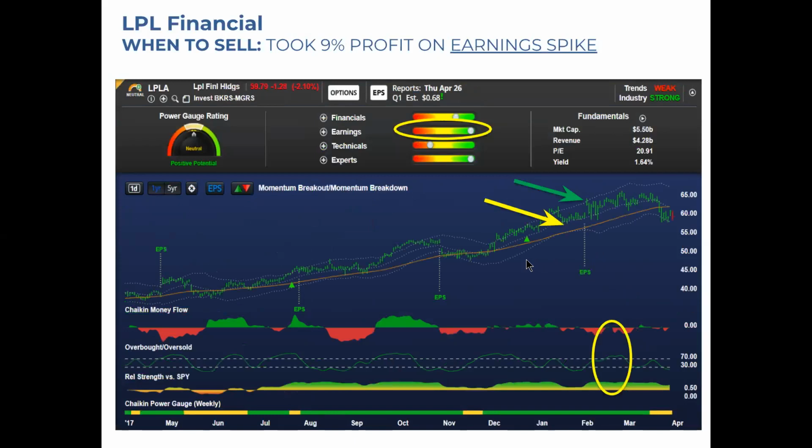Let's look at LPL Financial. This again had been on the screener. This is where I get my ideas. I get them from the screener. I put them on a watch list. This had been on the watch list. I bought it in January here when it had pulled back a little bit before earnings.